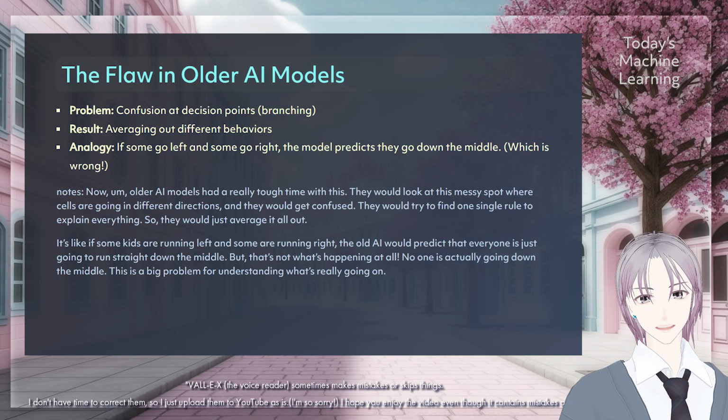Older AI models had a really tough time with this. They would look at this messy spot where cells are going in different directions, and they would get confused. They would try to find one single rule to explain everything, so they would just average it all out. It's like if some kids are running left and some are running right. The old AI would predict that everyone is just going to run straight down the middle. But that's not what's happening at all. No one is actually going down the middle. This is a big problem for understanding what's really going on.